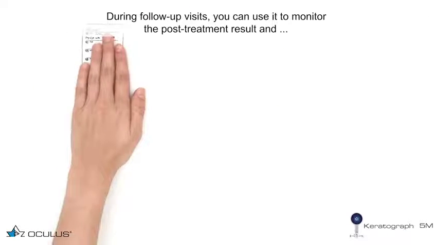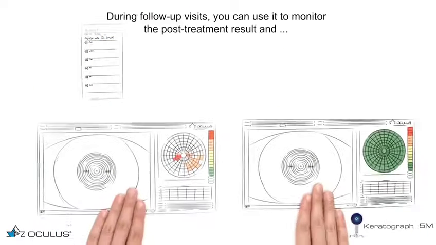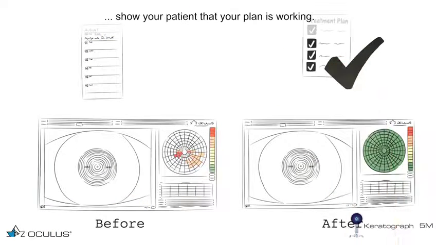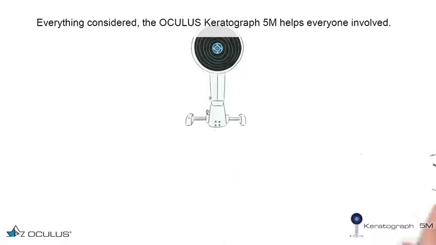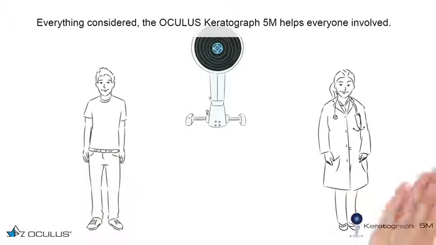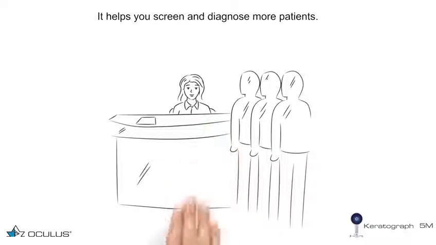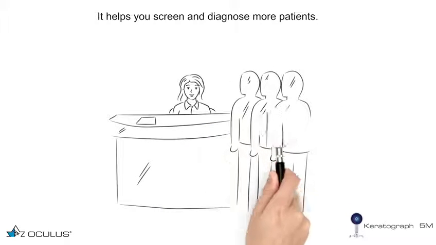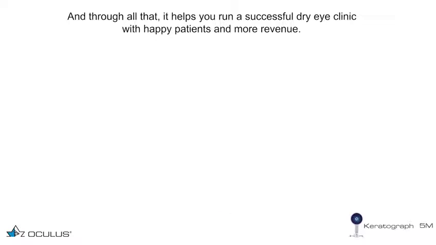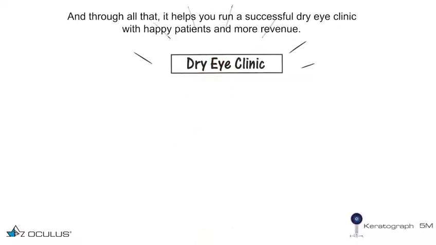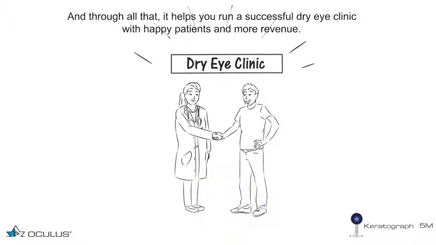During follow-up visits, you can use it to monitor the post-treatment result and show your patient that your plan is working. Everything considered, the OCULUS KM5 5M helps everyone involved. It helps you screen and diagnose more patients. It helps your patients understand their problem and the need for treatment. And through all that, it helps you run a successful dry eye clinic with happy patients and more revenue.